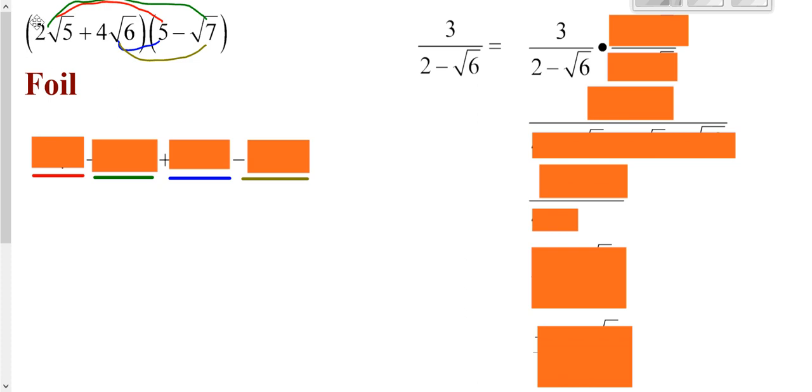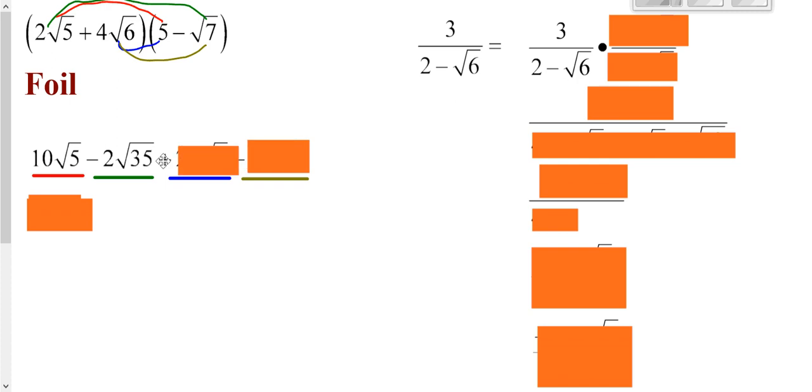Last slide here, we FOIL, we multiply the first terms together. 2 times 5 is 10 of those root 5's. Outer terms, 2 root 5 times 7 root 7 would be a negative 2 in front. Multiply what's inside your roots together, the 5 and 7, that's where the 35 comes from. You do your inner terms. 5's not in the root, the 4's not in the root, so you multiply those two together, bring down your root 6. Multiply the last terms. Multiply what's in front. 4 times minus 1 is minus 4. Multiply what's inside your roots together. You get 42. And this is it, because root 5 doesn't simplify.